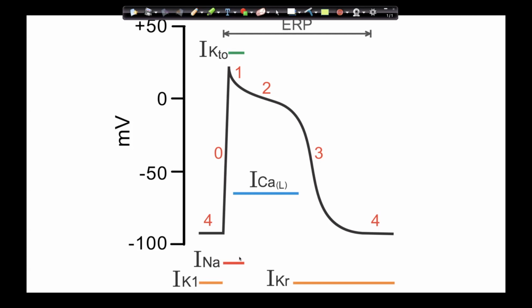So on our diagram, we're going to have minus 70 as our label for the threshold potential. And the thing to note is that we've got the sodium channels as the primary reason why we're getting the phase 0 depolarization.